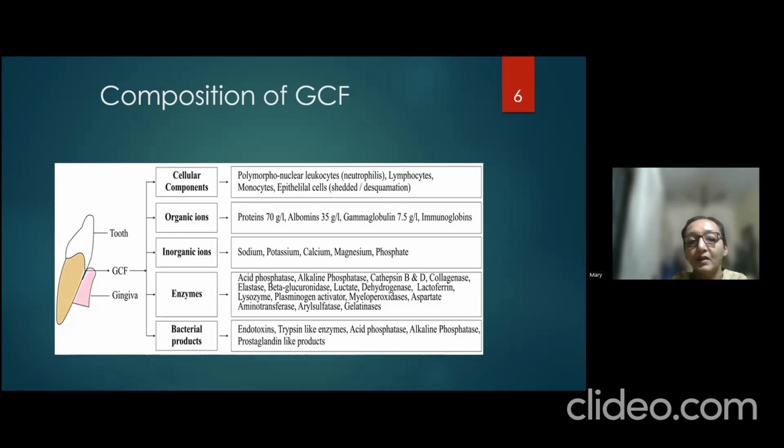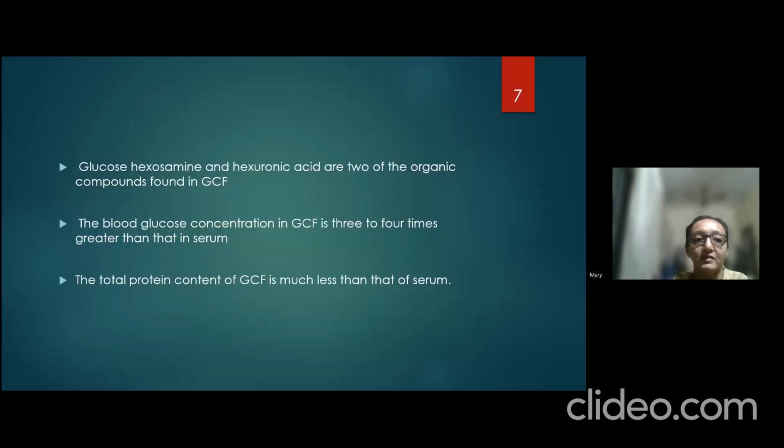The enzymes included here in the GCF are the acid phosphatase, alkaline phosphatase, cathepsin B and D, collagenase enzymes, elastase, lactate dehydrogenases, lactoferrins, lysozyme enzymes, just to name a few. And the bacterial products are also seen here. These include endotoxin, trypsin-like enzymes, acid phosphatase, alkaline phosphatase, and prostaglandin-like products. So these are the main contents of the GCF. It includes cellular components, organic and inorganic ions, enzymes, and bacterial products.